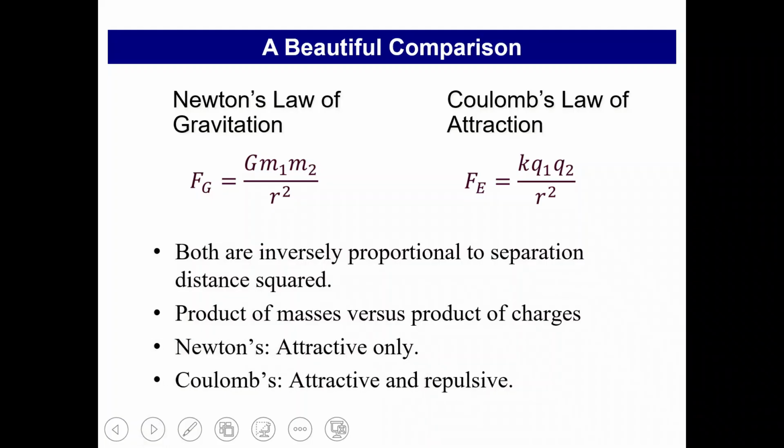So both of these are inverse square laws. The further away you go, the smaller they get quickly. They are a product of masses versus a product of charges. Newton's law is attractive only. Coulomb's can be attractive and repulsive. But what you've done with gravitational force is very similar to what we're going to do here with Coulomb's force. And they're both active all the time because every piece of matter has a mass and has charges. So these are both acting at once.